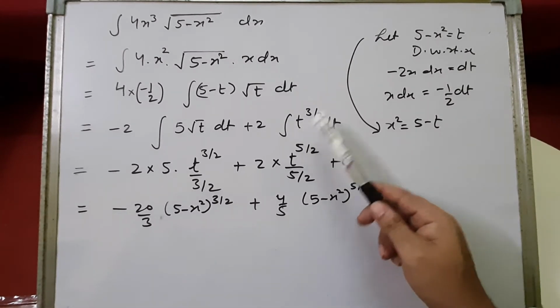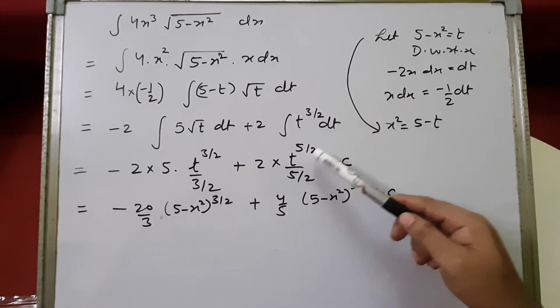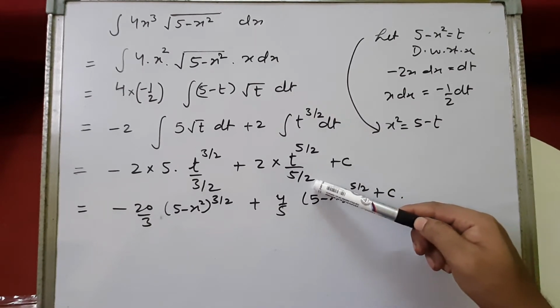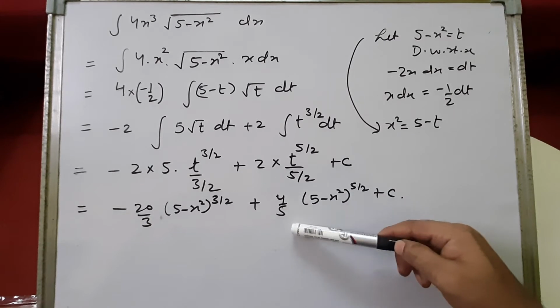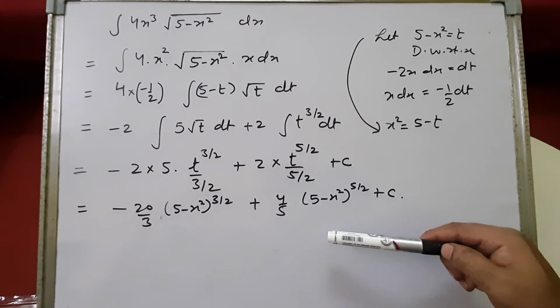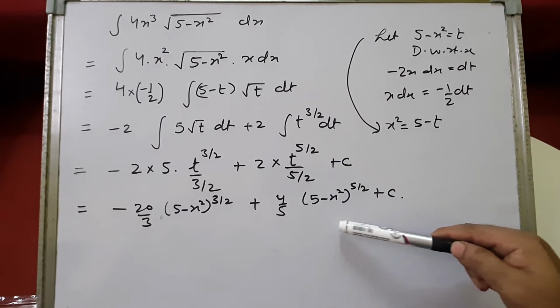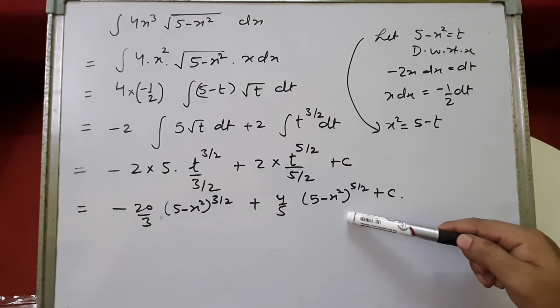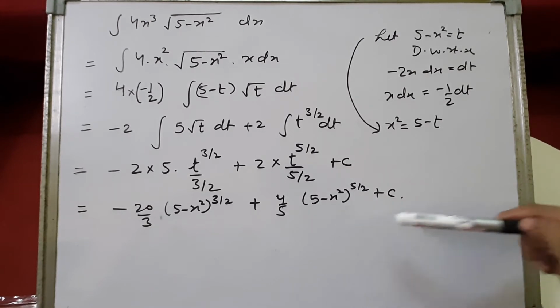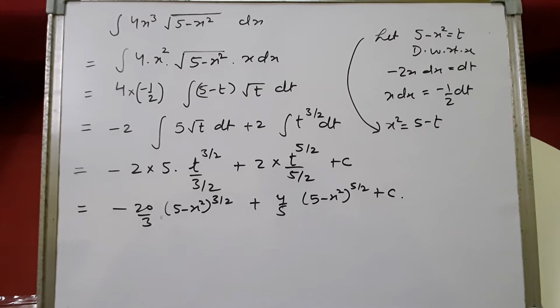Similarly, t to the power 3 by 2 will become t to the power 5 by 2 upon 5 by 2. This 2 will get reciprocal, it will become 4 by 5. Substituting the value of t, which is 5 minus x square, we get in bracket 5 minus x square to the power 5 by 2 plus c. So this will be the answer for this sum. Note down the solution, please.